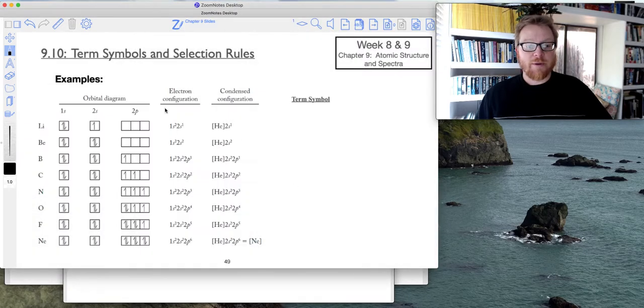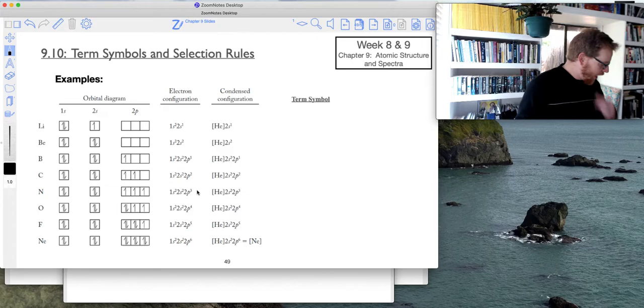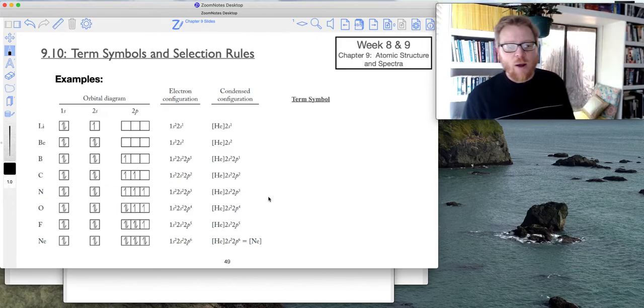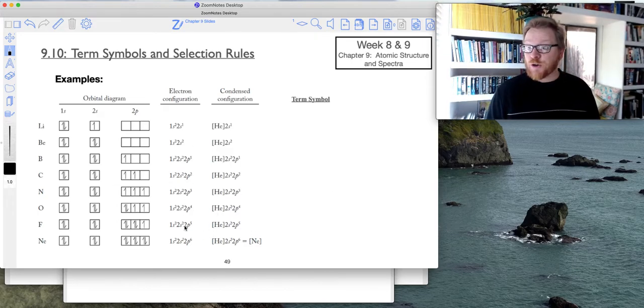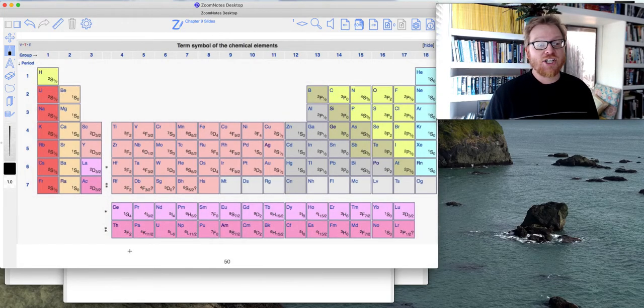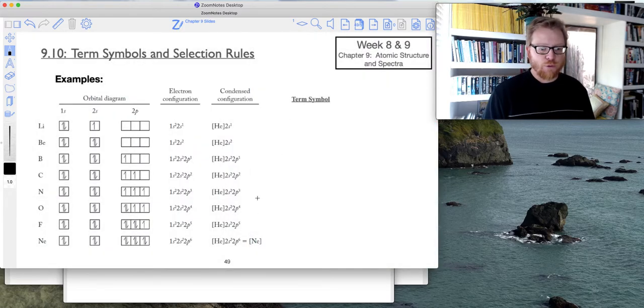So let's go through some of these examples for simple atoms. I'm just going to pick out a few of these, and I would recommend that you try the rest on your own, because I'm just going to flash forward here. I've got a cheater periodic table that's got every single ground state term symbol. Lovely. Okay, let's go through it.